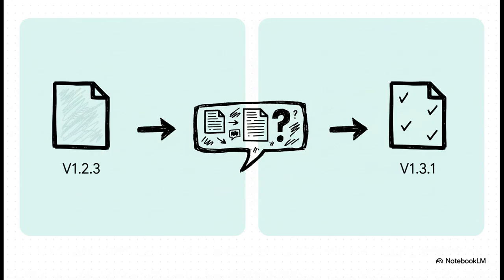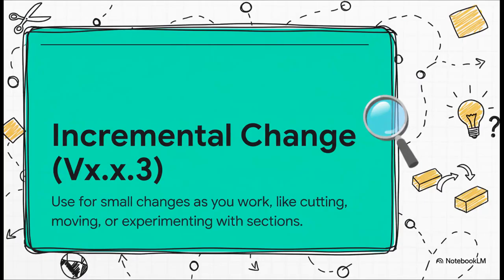The major version stays the same, the minor version ticks up to show you finished a round of work, and that last number resets for the next set of little changes. And finally, we have the incremental change. Think of this as your personal safety net.